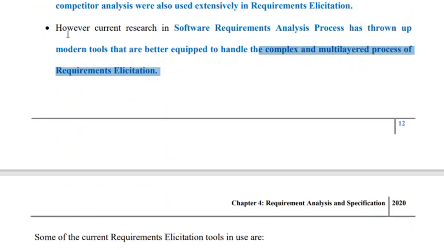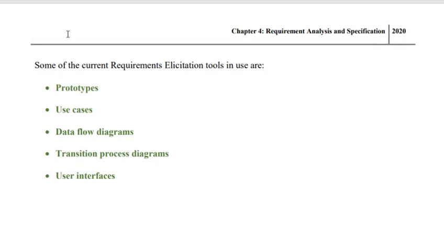So you need to have an idea about the set of tools that are used. Some of the current requirement elicitation tools are prototyping, as we discussed, use cases, data flow diagram, transitional process diagram, user interfaces, interviews, and focus group sessions. So there are many elicitation tools.